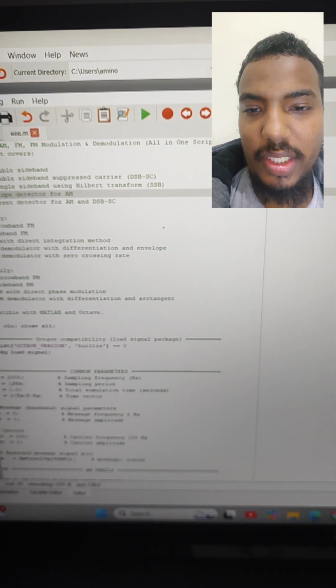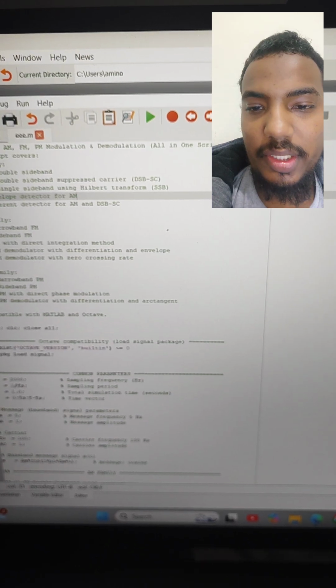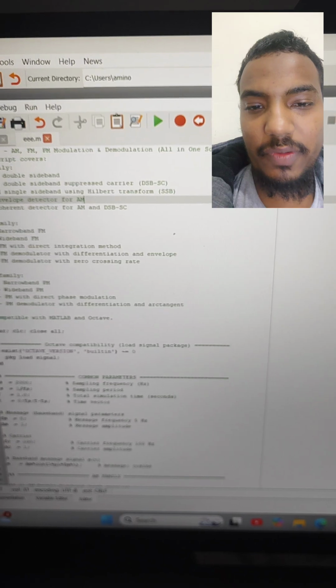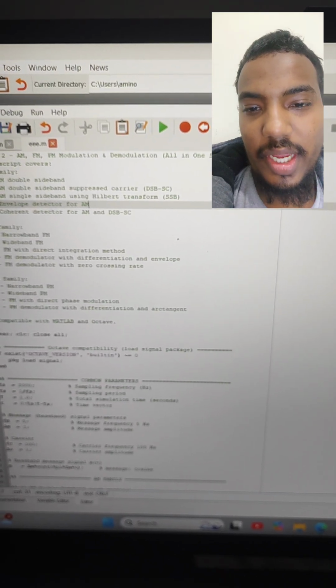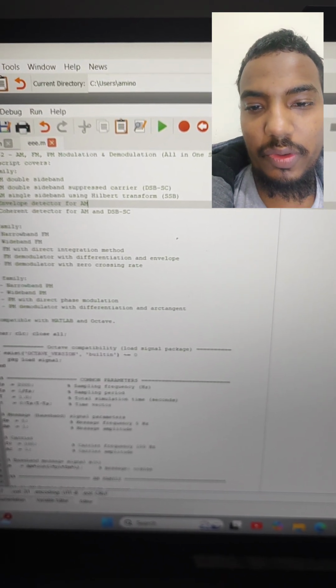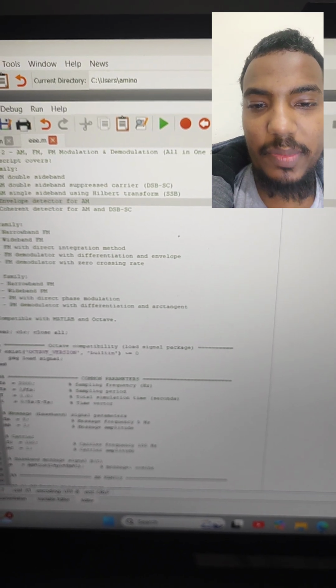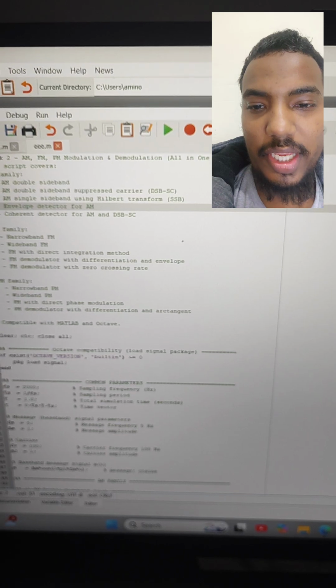Second, clearing the workspace. Clear, clc, close all. Clear removes all variables from memory, clc clears the command window, close all closes open figure windows. This ensures that the script starts from a clean state every time.